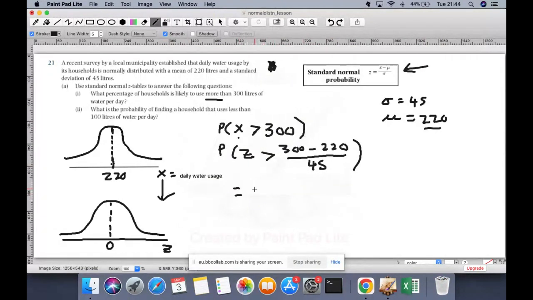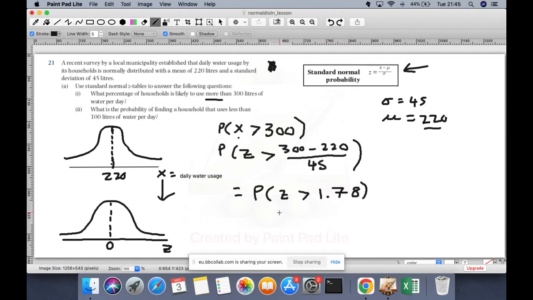Now, if we simplify what's on the right hand side of this inequality, it becomes the probability of z greater than, and I believe that value should be 1.78. We'll round it to 2 decimal places.